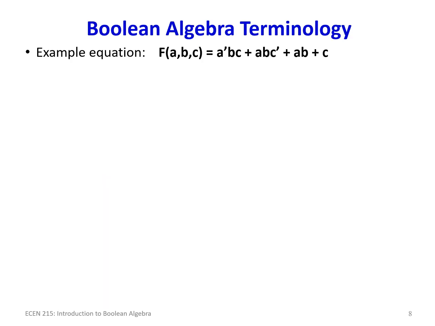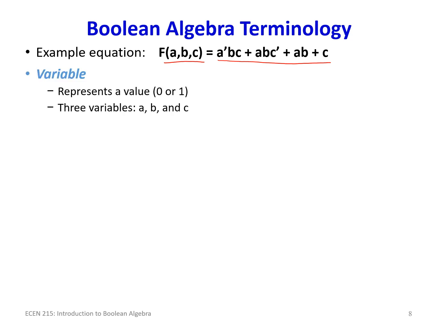So some Boolean algebra terminology. We have an equation here. We have our function, which is a function of A, B, and C. And of course, it has all of these terms in it. So first of all, there are the variables. In this case, there are only 3 variables: A, B, and C. They are used multiple times in different forms, but the actual variables, which represent a 0 or 1, are A, B, and C.